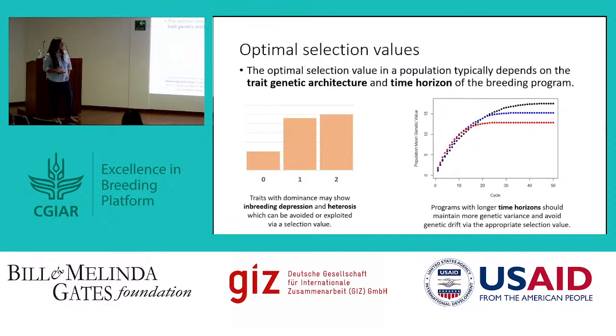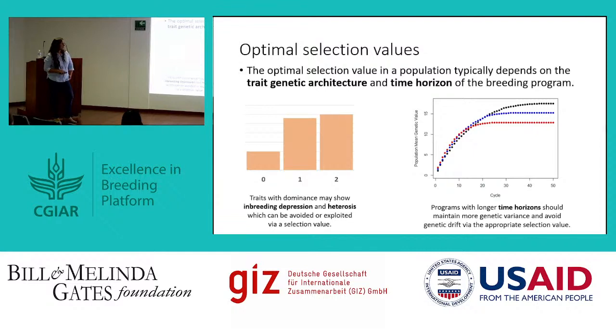In this case right here, I actually didn't change the selection value at all. I just changed the intensity to demonstrate the time horizon of the breeding program. Which of these do you think was run at the highest intensity? The red one, the blue one, or the black one?